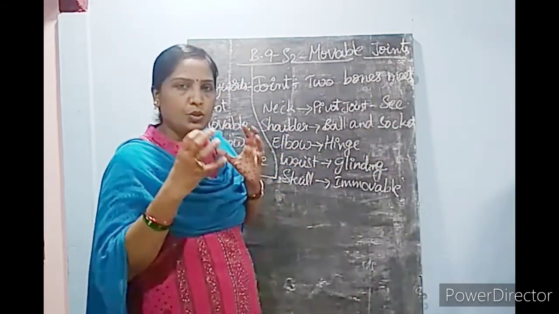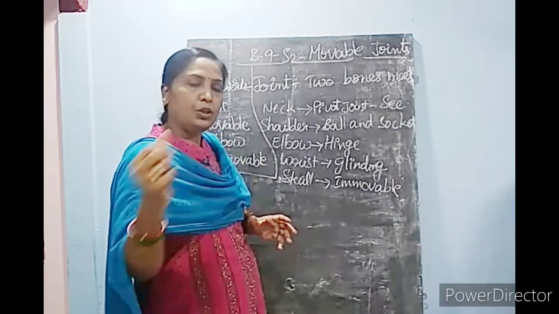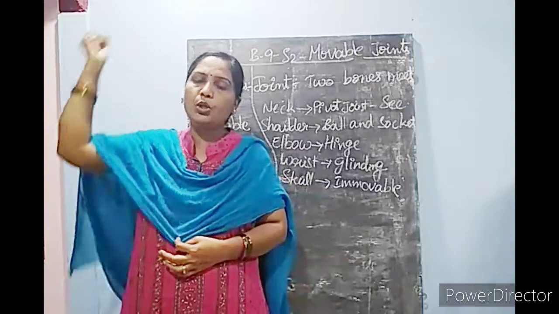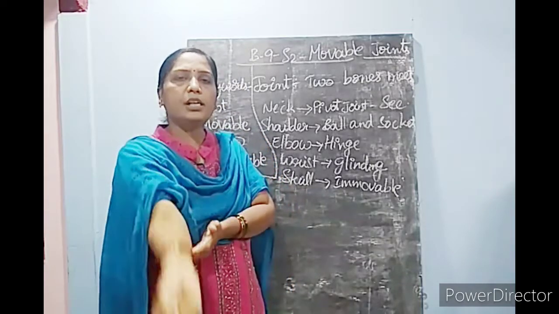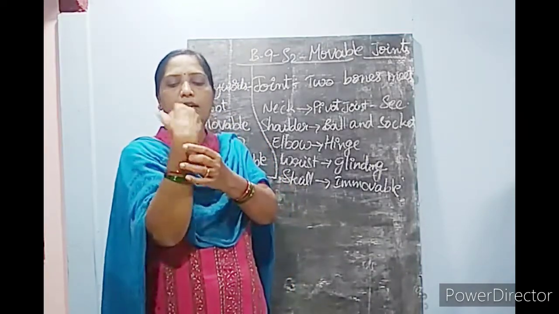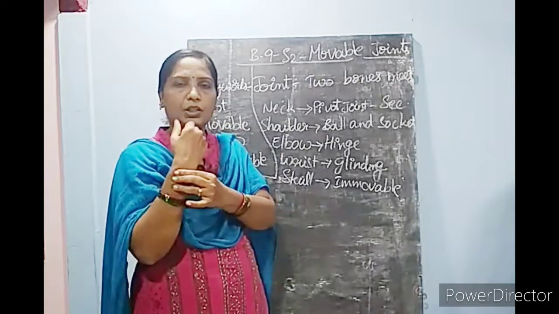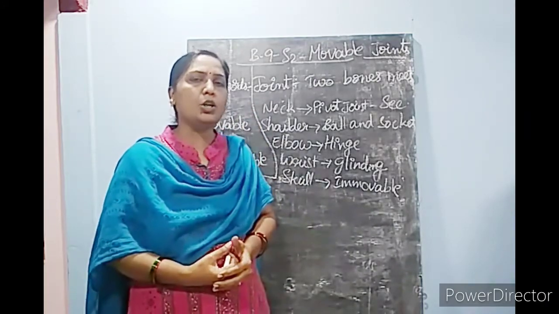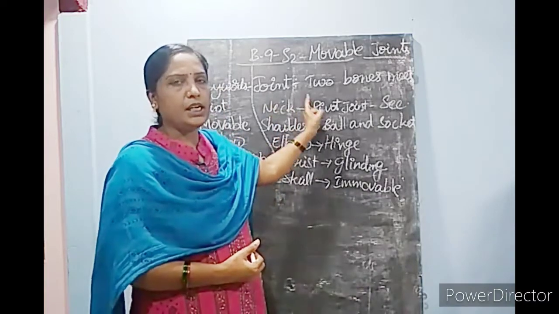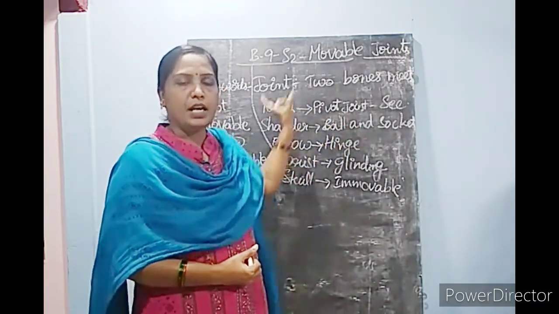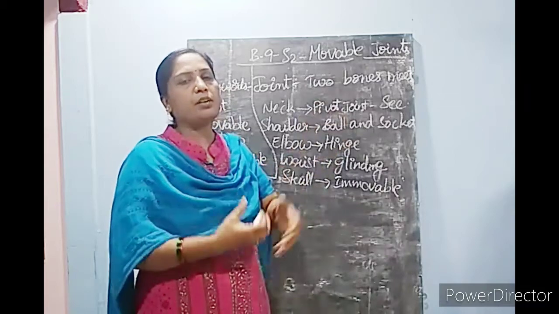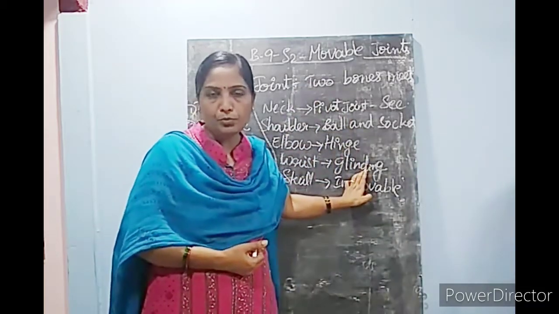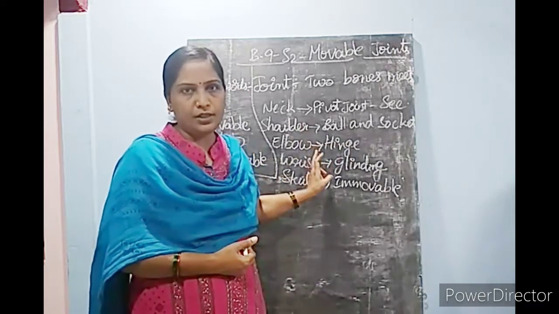Understood, children? So write this. You did an activity just now. You turned your shoulder, you turned your elbow, you tried to move your wrist. These are all observations, write them in your notebook. Write the heading S2 activity and movable joints you are finding. Write this table in your notebook as activity.